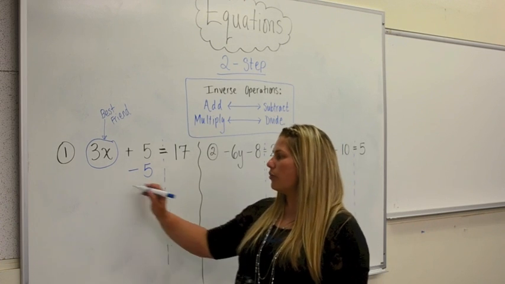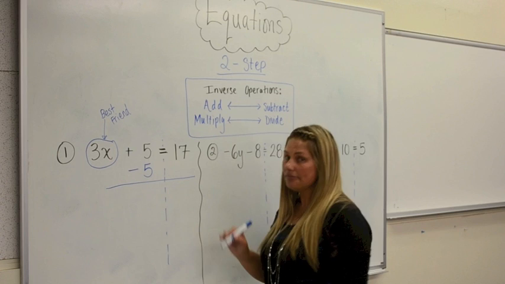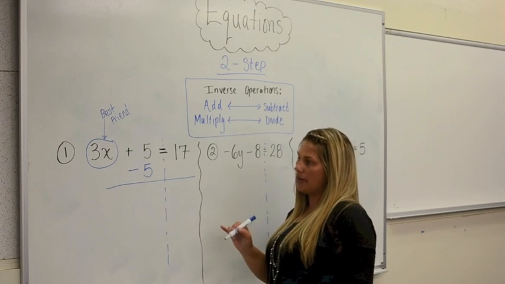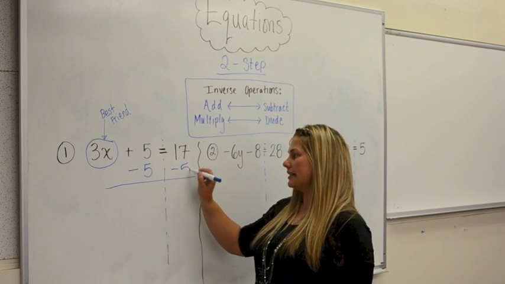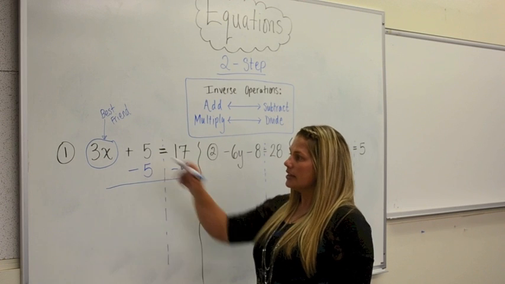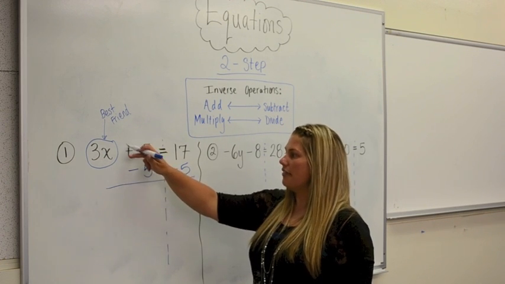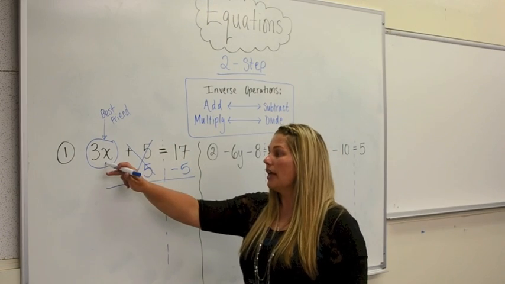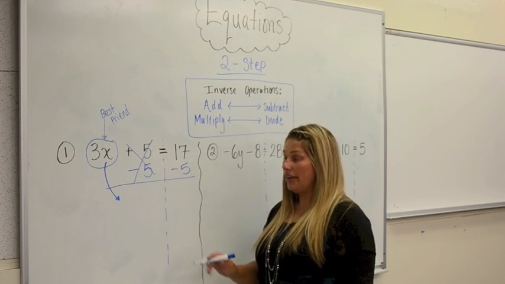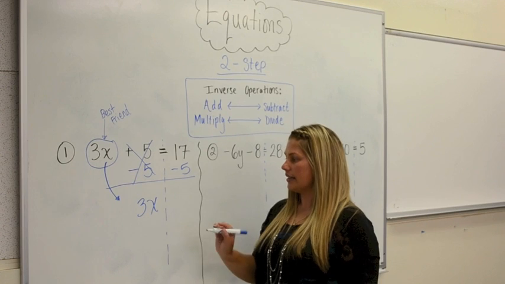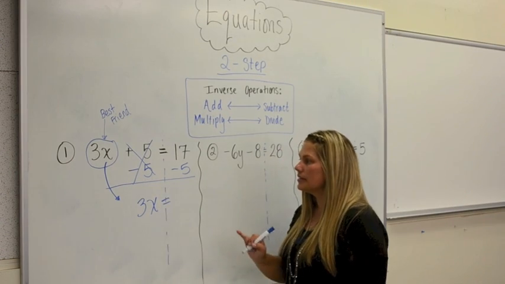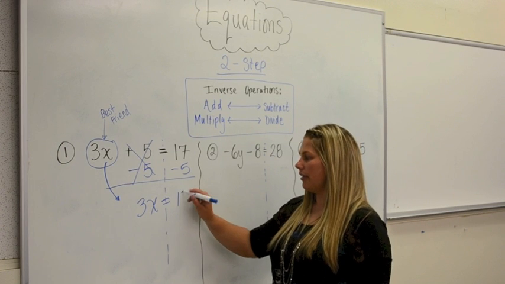But don't forget, what you do to one side of the equation, you have to do to the other. So since this minus 5 is on the left side of the line, I have to minus 5 on the right side of the line. So positive 5 and a negative 5, 5 minus 5 is 0. Now when I bring this down, instead of just x, I still have 3x. On the line is my equals, and 17 minus 5 is 12.